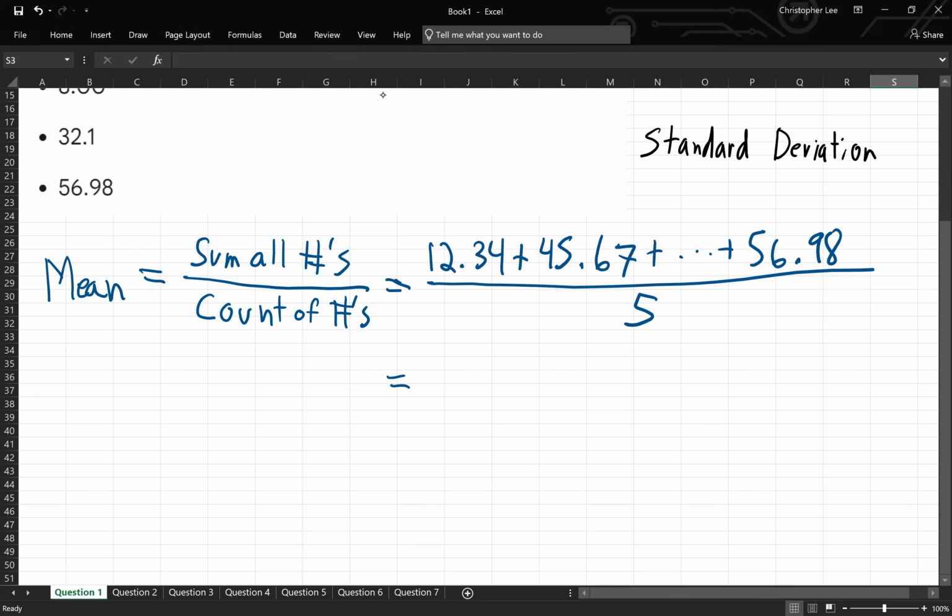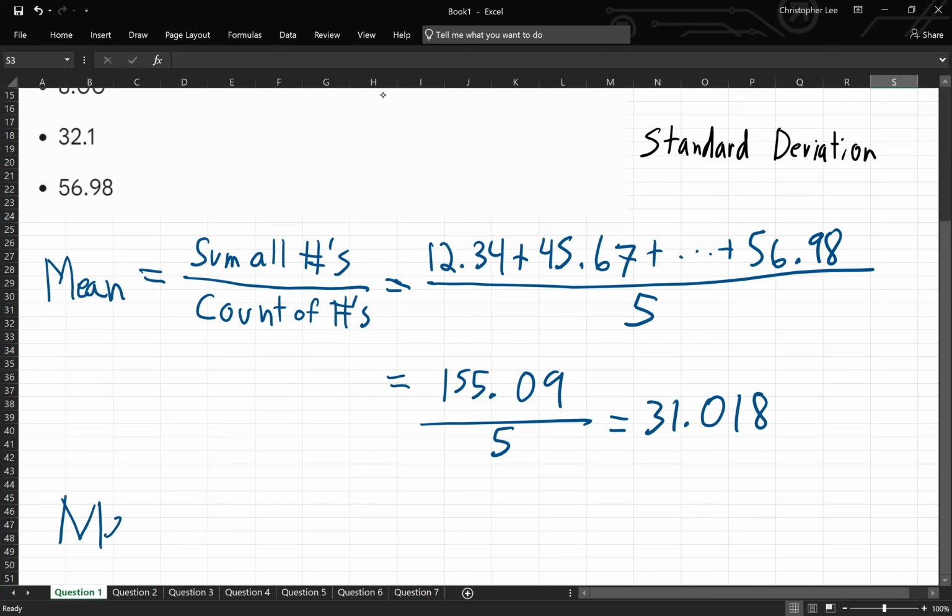For the sum, I got 155.09, and then you divide it by 5. And then what did you get? 31.018. Everybody agree with that? Everybody got that? All right, good.